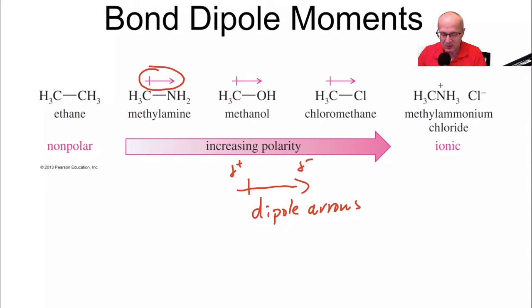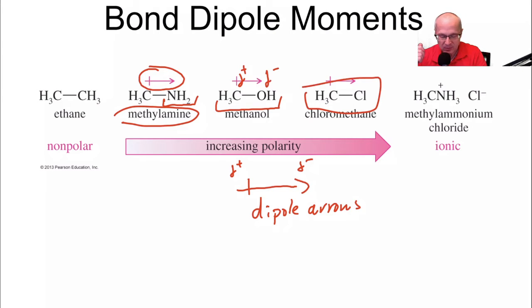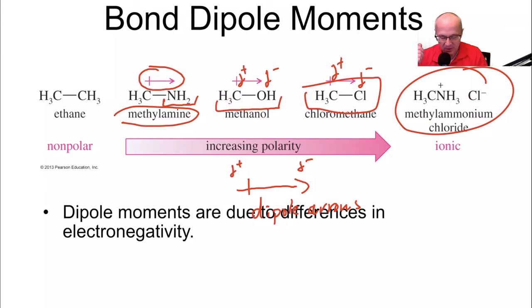Why is this nitrogen delta negative? Because it's more electronegative than carbon, so it's going to pull electron density towards the nitrogen. Now, methanol has an even larger dipole moment. This oxygen is delta negative, the carbon is delta positive. Why is it larger than methylamine? Because oxygen's more electronegative. Chloramine also has a dipole moment, delta negative, delta positive. And of course, you have your ionic bonds.